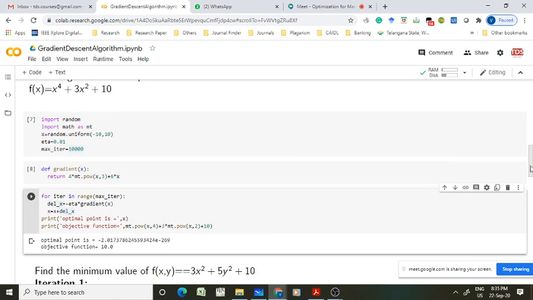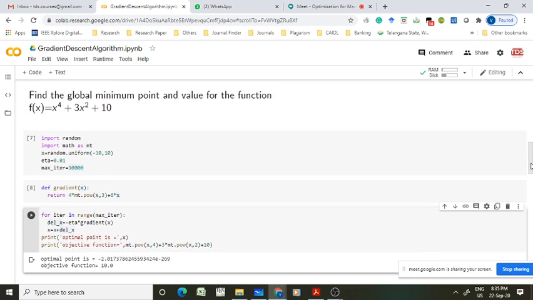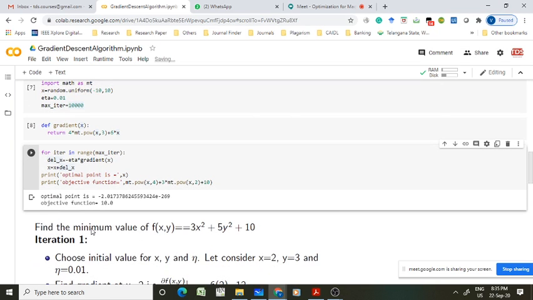Right. Perfect. So see, we know by seeing this that f of x equal to x to the power 4 plus 3x square plus 10. So you will get the minimum value at x equal to 0, and the value equal to 10. That same thing is coming here. So objective function value equal to 10, and the x value equal to minus 2 into 10 power minus 269, almost equal to 0, right?